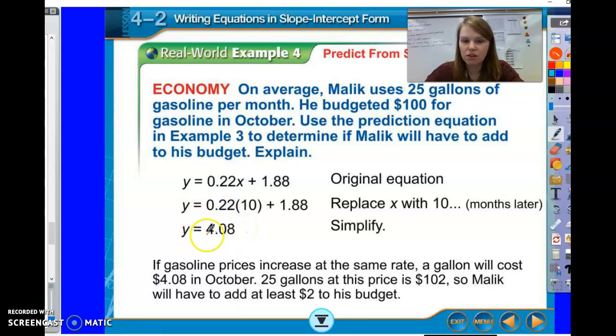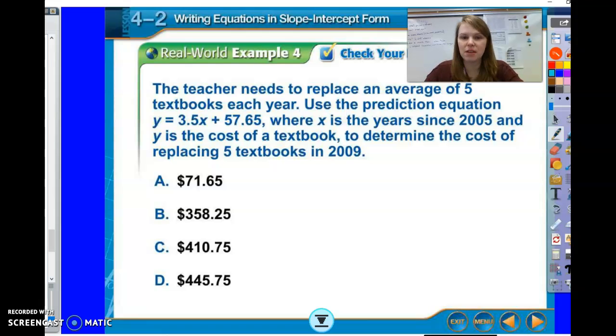Well, now take $4.08 times 25. What is that value? $4.08 times 25. Well, $4 times 25 is 100, so $4.08 times 25 is more than 100. So this is saying determine if he will have to add to his budget. And we're going to say, yeah, he is going to have to add to his budget. He doesn't have enough money. So the book worked through it, and they said they've got 102. It will cost $102, so he has to add some money to his budget. Now you try the extrapolation.